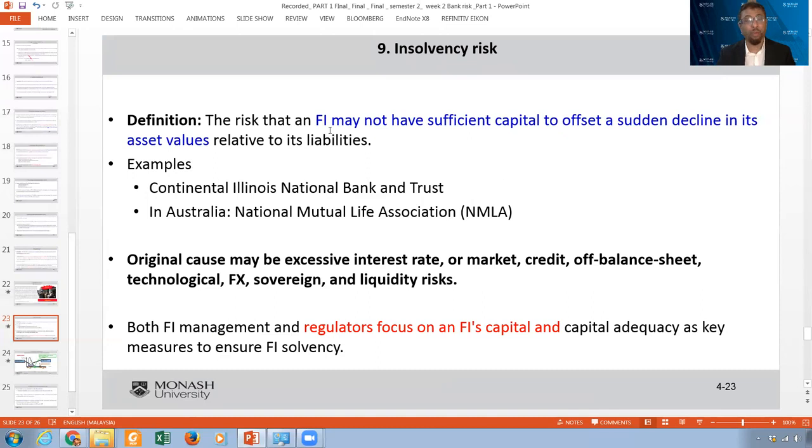But that's fine. If you have enough capital, we can absorb those losses from the capital as long as there is enough buffer. But if you don't have enough capital for one reason or the other, then the losses will touch the depositors' money. And this is when you go bankrupt. So insolvency risk, basically, means that you don't have enough capital to absorb the unexpected losses.